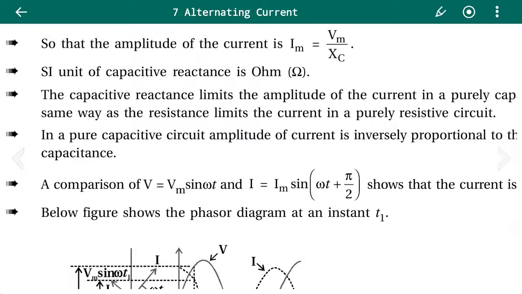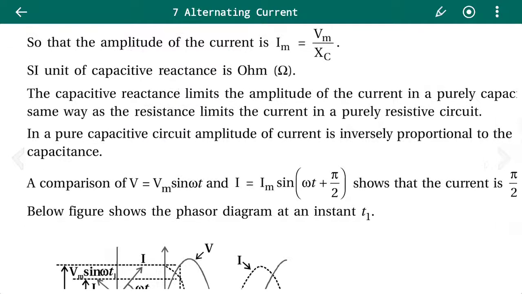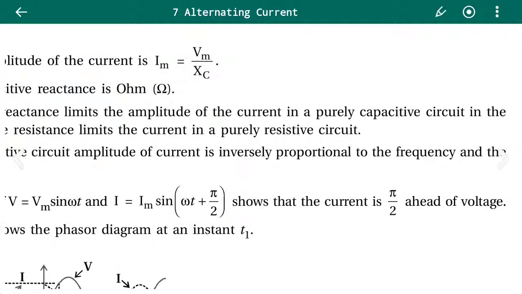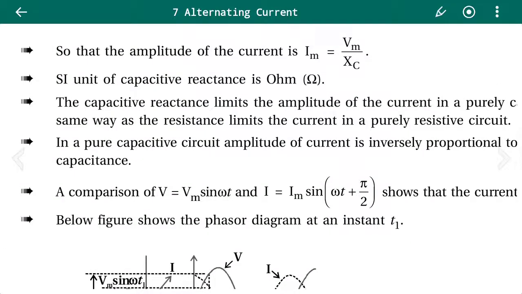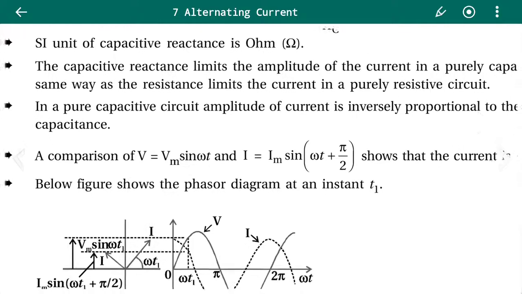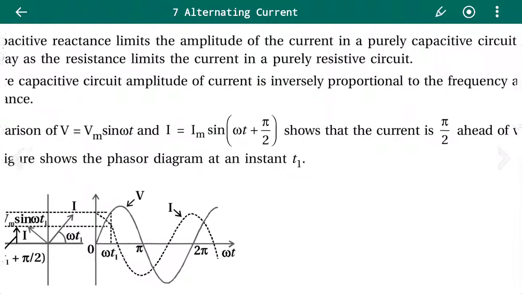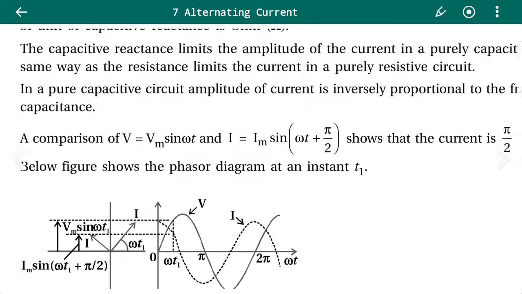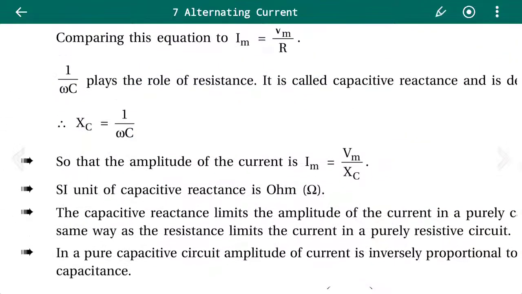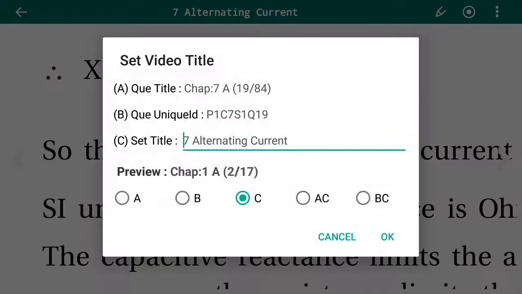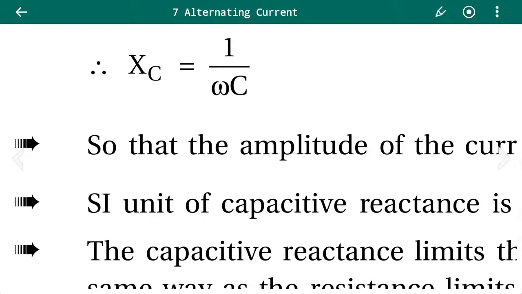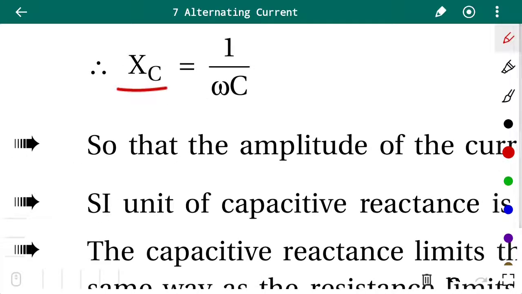The capacitive reactance limits the amplitude of the current in a purely capacitive circuit in the same way as the resistance limits the current in a purely resistive circuit. In a pure capacitive circuit, the amplitude of current is directly proportional to the frequency and the capacitance, as you can see in the equation, since the capacitive reactance is inversely proportional to the capacitance as well as the frequency.